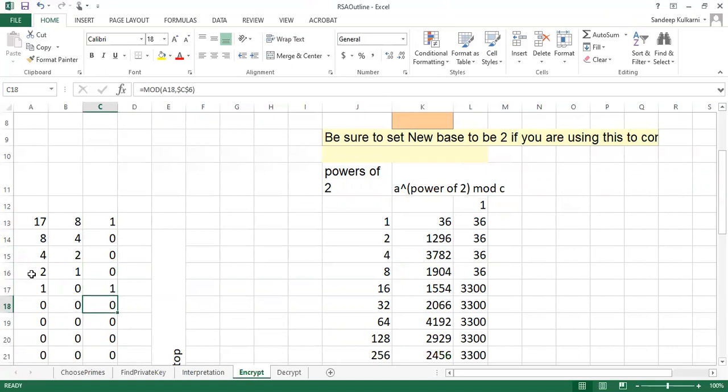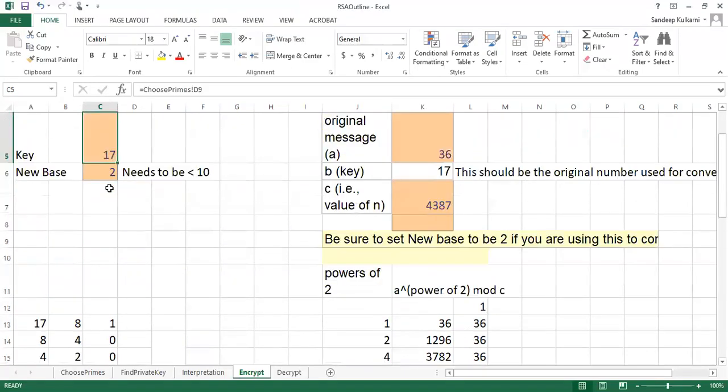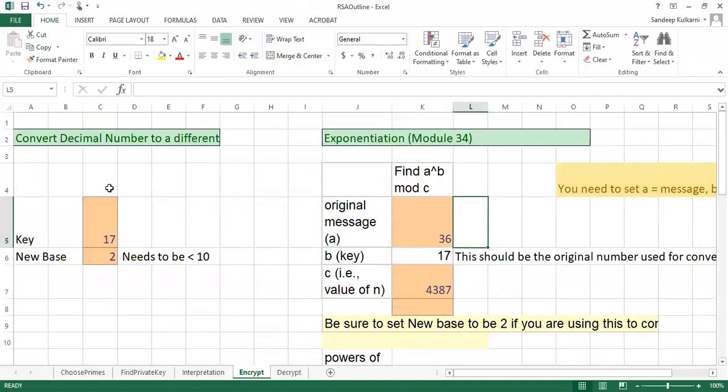So if you read the number backward, it will be 1, 0, 0, 0, 1. That is 17 in binary. Now, the right side of the sheet is going to do the same thing, but it's going to compute the powers. Remember, our goal is to find 36 to the power 17 mod 4387.